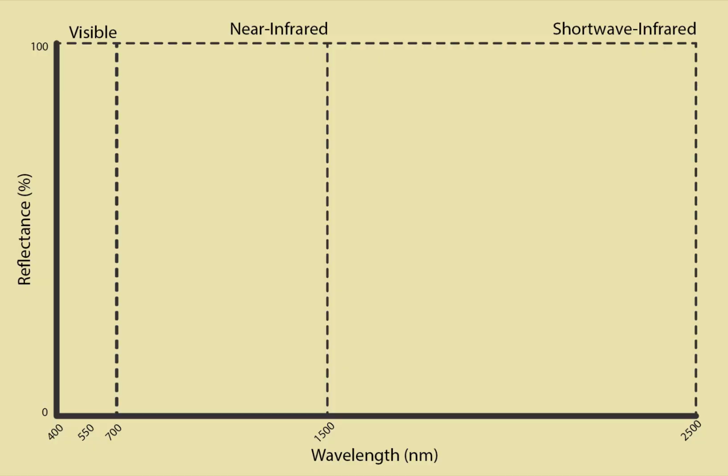healthy vegetation and compare that to the spectral signature of unhealthy vegetation. Let's just remind ourselves how the spectral signature should be drawn. On the x-axis we have wavelength, which could be in nanometers from 400 to 2500, and on the y-axis we have reflectance in percent that goes between 0 and 100.